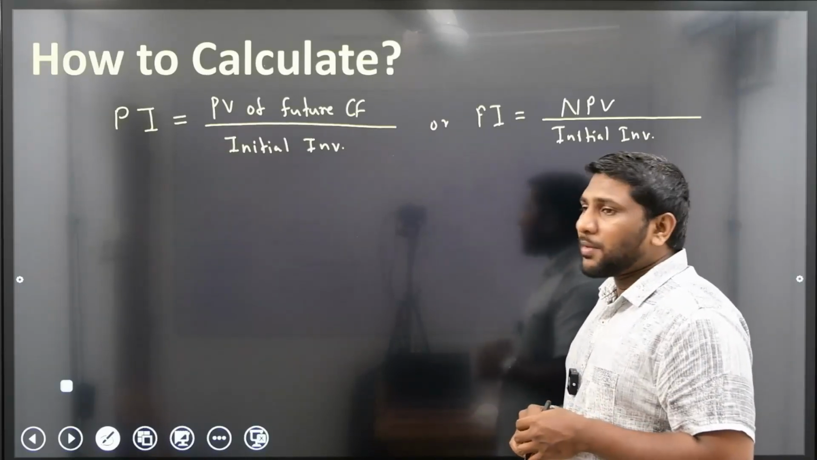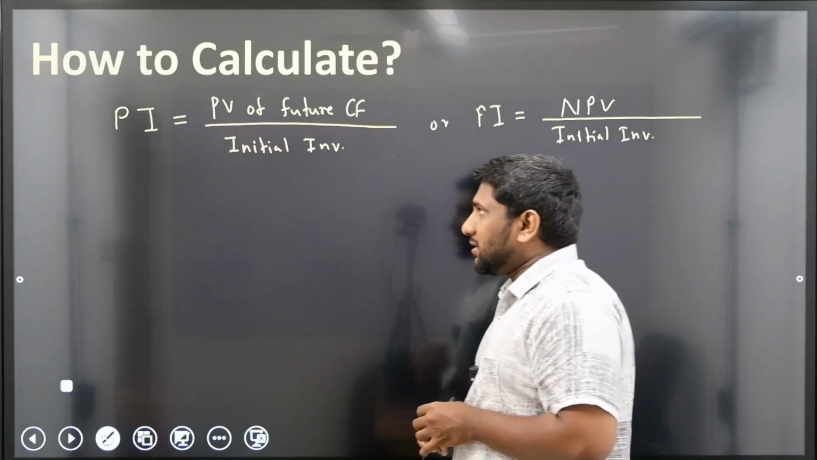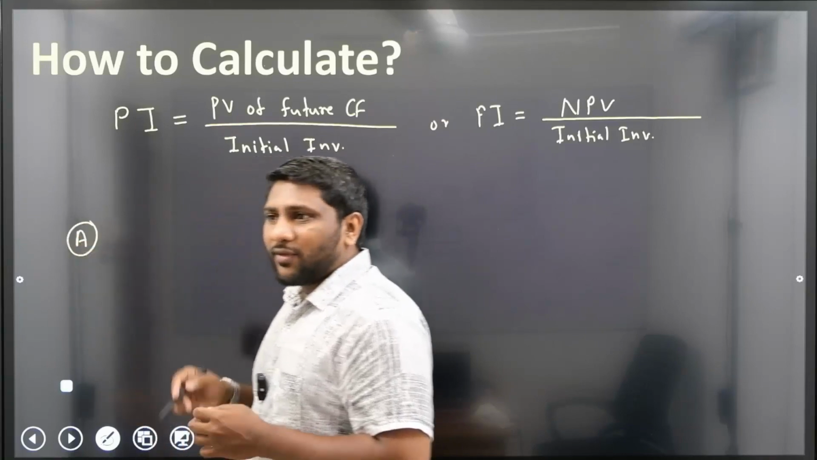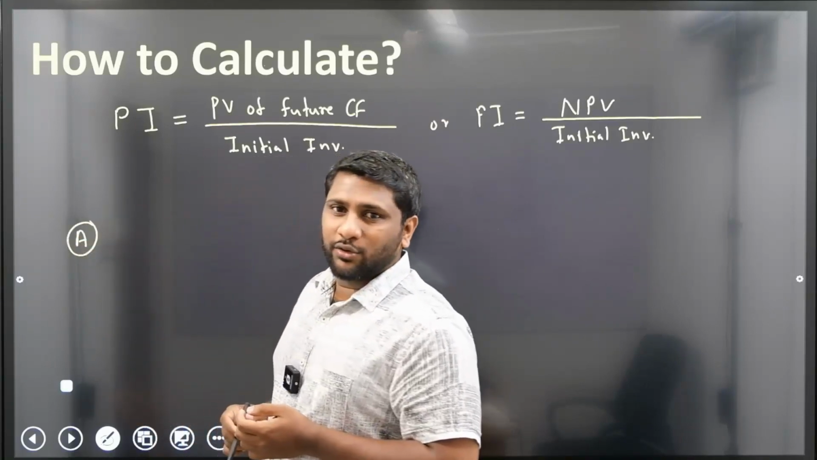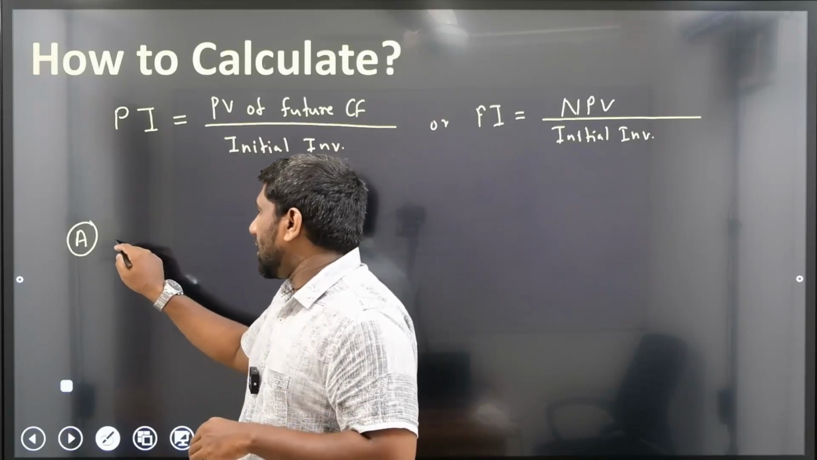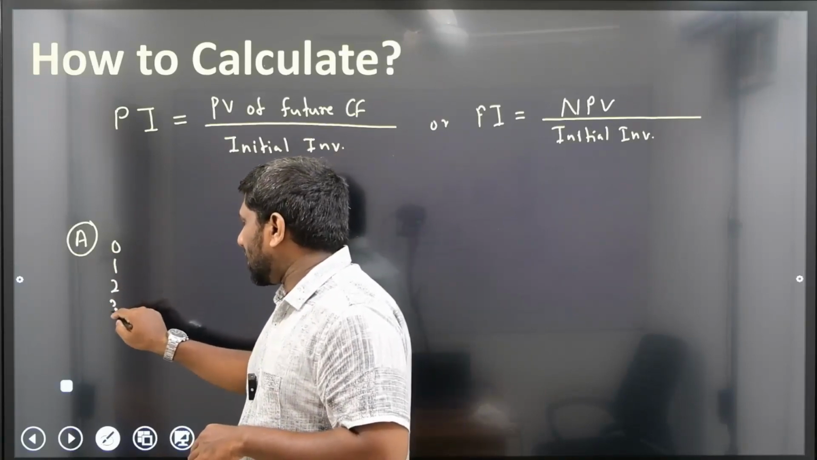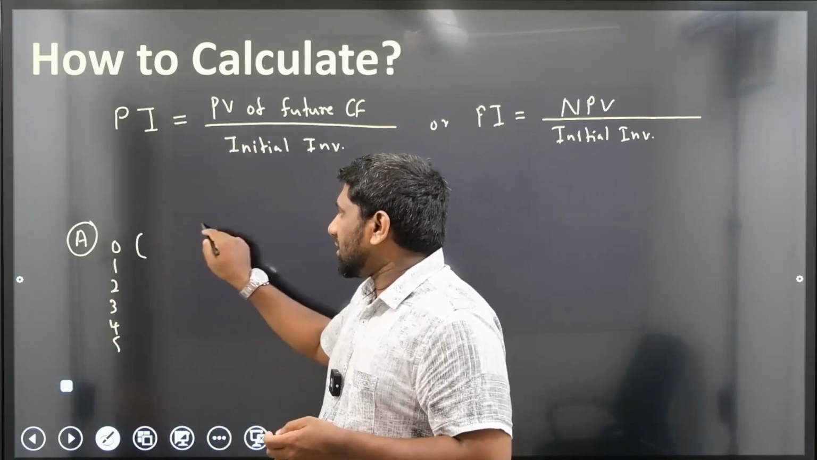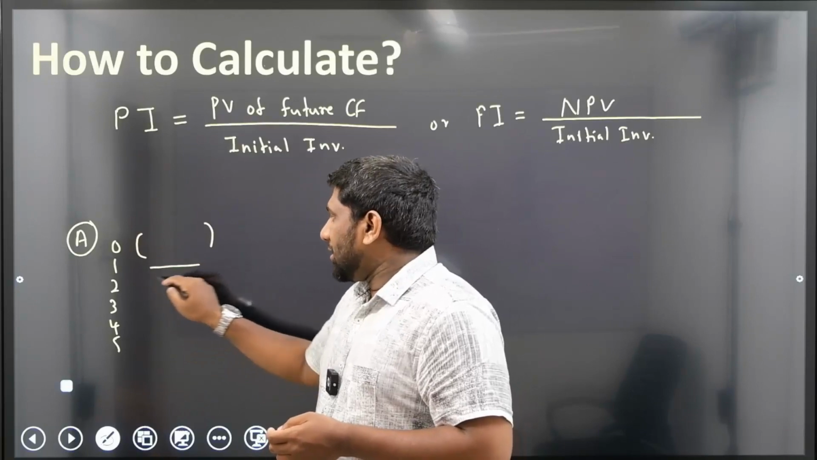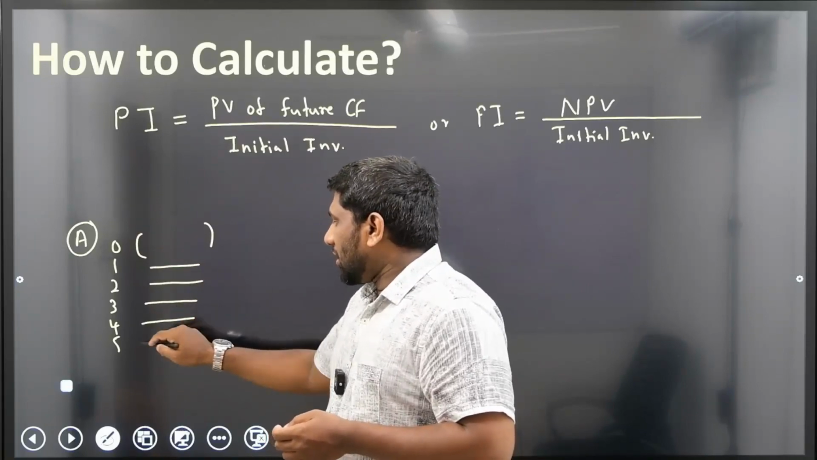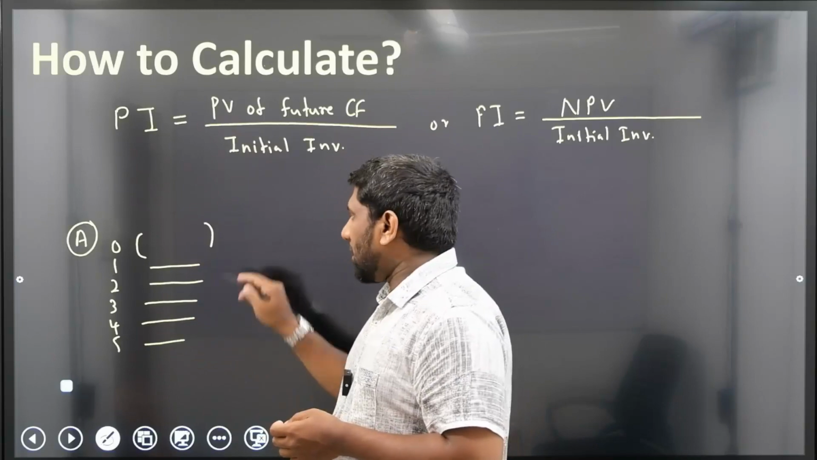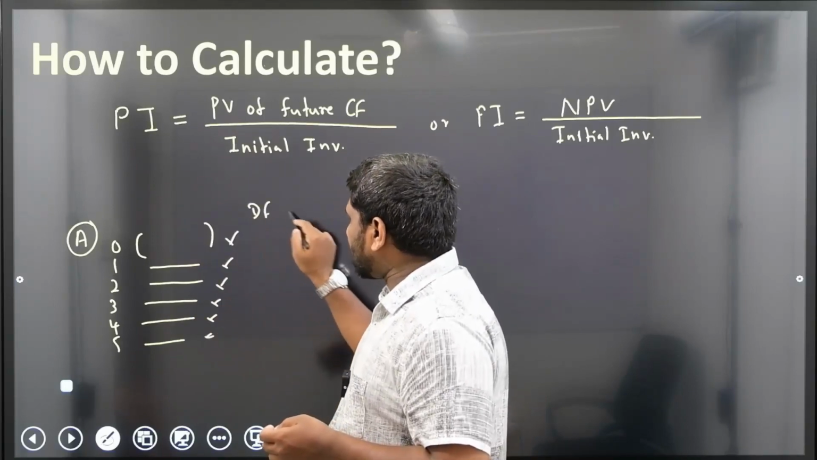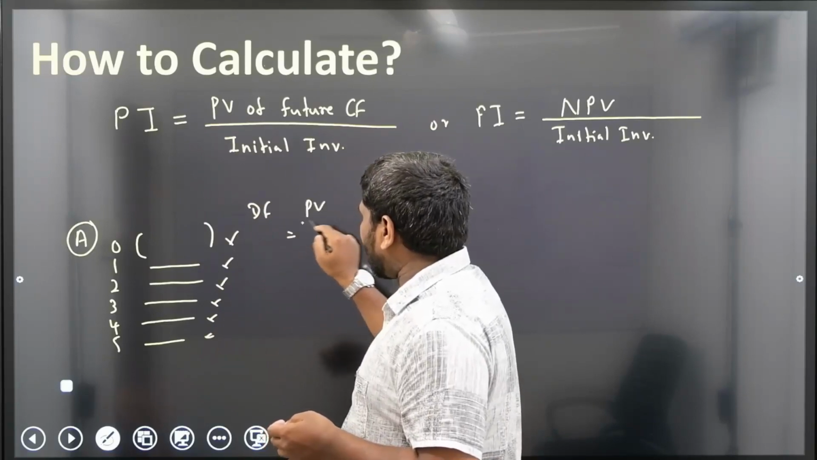So let me take an example. There is a project, let's assume project A, for 5 years: year 0, year 1, year 2, year 3, year 4, year 5. In year 0, normally you will have your investment. Then after that, by doing the business, you will generate some cash flows. By multiplying these values by the discounting factors, you will get the present values.